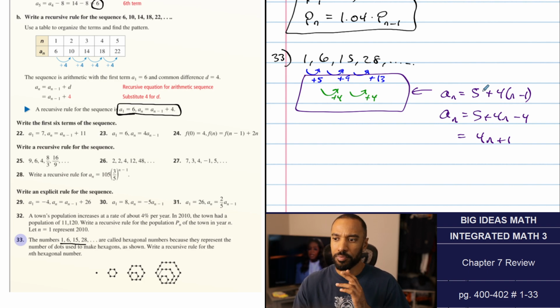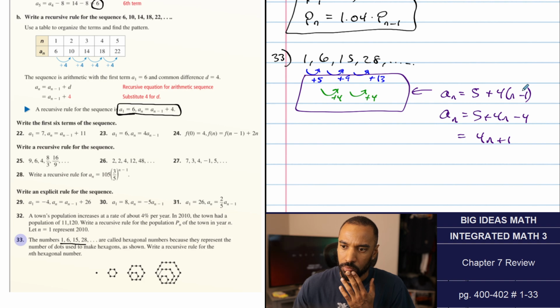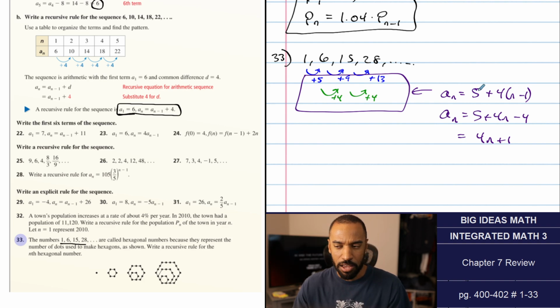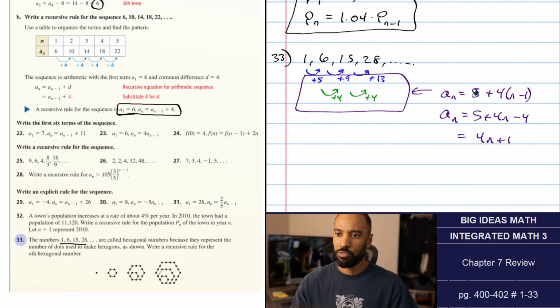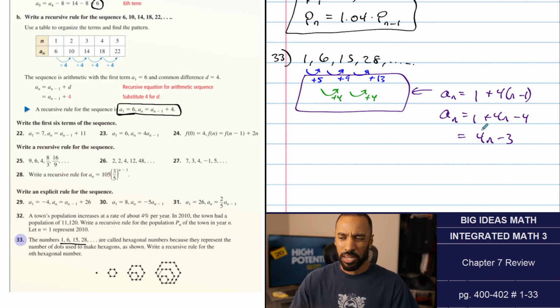I have to make sure how to establish that for you guys, because it's not 5 plus 4n minus 1. It's actually 1 plus 4n minus 1. I think maybe I'm supposed to use that number. No, 1 before it. I guess 1 plus 4n minus 1. So it's 4n minus 3 in this case. I've got to get better at explaining that. There's some way to do it.